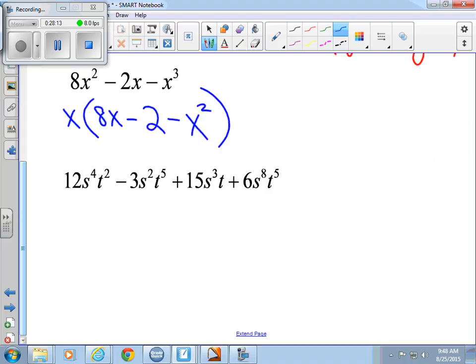Okay, last one. 12, 3, 15, and 6. Do they have any numbers in common? 3. What about the s's? s squared? Does everyone agree that there are at least 2 s's? What did you look for to find that? The one that has the smallest exponent, because remember everyone gets to play, so if they don't have enough to play, then we can't put that in. So s squared, and then t. There's 1.